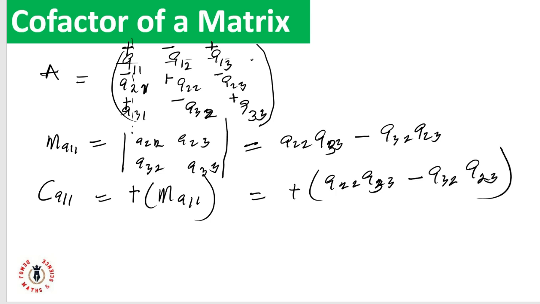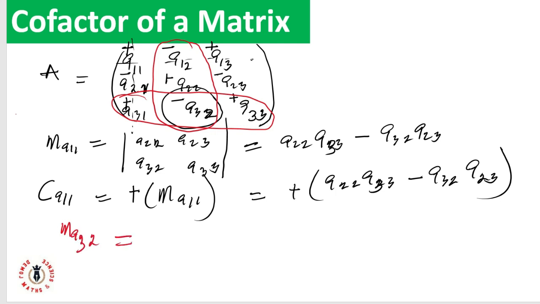Let's find the cofactor of this element A32. Now for A32, you observe that A32 belongs to the second column and the third row. So for my minor, the first thing is to pick the minor.